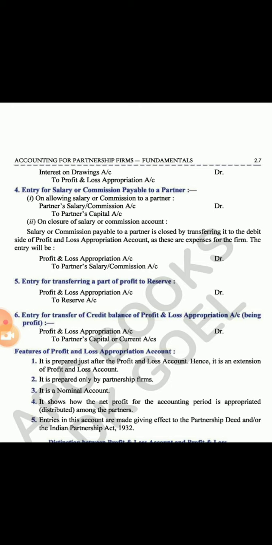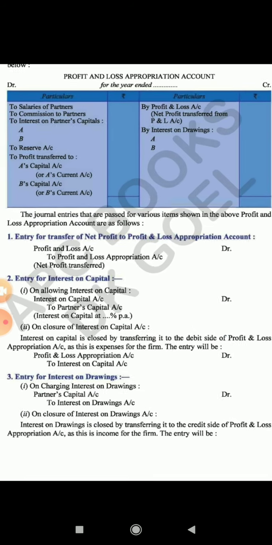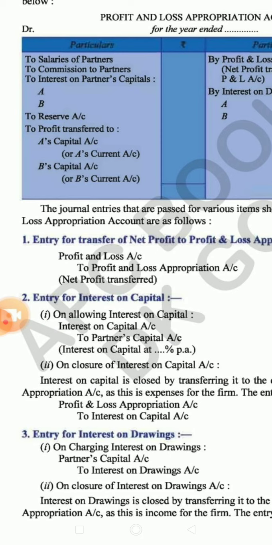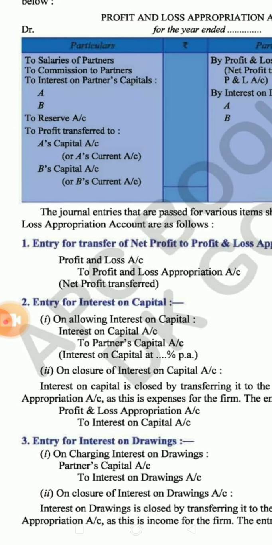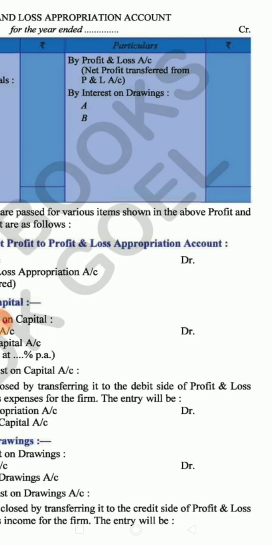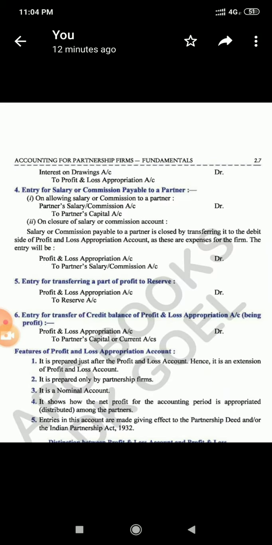One more way to understand the entries easily: just see the PL appropriation account. All the heads coming on the debit side mean PL appropriation account debit to those heads. And if any head is on the credit side, it means that head account debit to PL appropriation. This is also one system by which you can easily understand all the entries. This is all about the PL appropriation account and related entries.